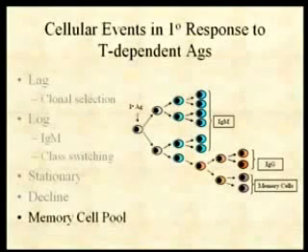Some of these cells actually get reserved into a pool of cells referred to as the memory cell pool. And so what you have after primary exposure, you have an increased pool of memory cells. And these cells are the cells that are going to be available then for secondary exposure, or upon secondary exposure to the antigen. So you reserve some of these cells in this memory cell pool.